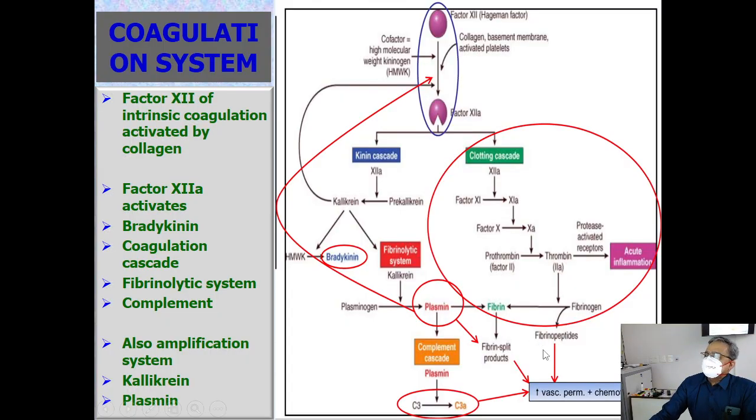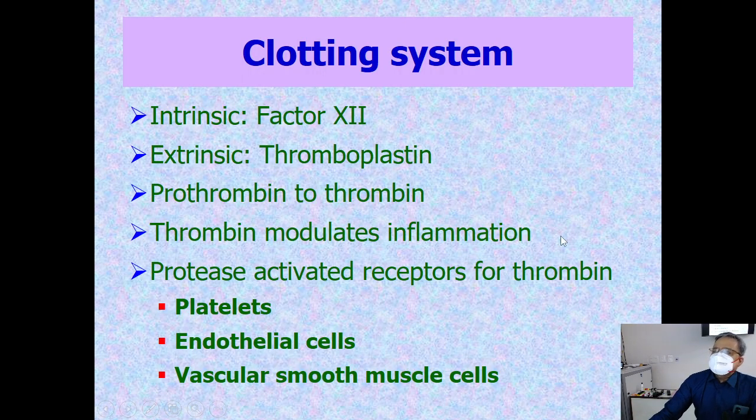This shows you the intricate interplay of the complement, the fibrinolytic, the kinin cascade, and the clotting cascade. Everything is linked to each other. One can activate something else in some other branch, and so this results in amplification. The most important things which get amplified are the kallikrein and the plasmin. These two mostly get more amplified than others. The intrinsic pathway is because of Hagemann factor activation. Extrinsic is because of exposure to thromboplastin.